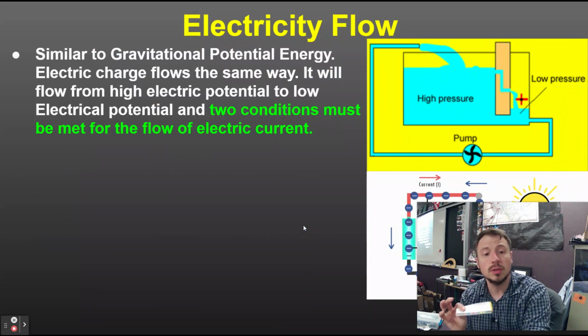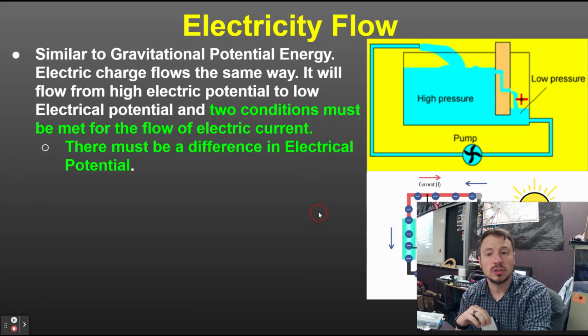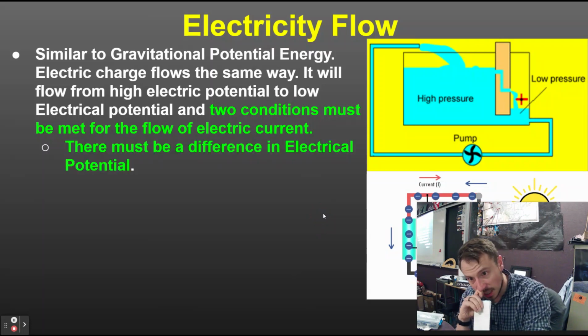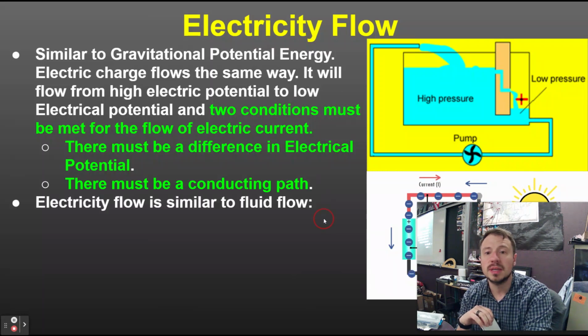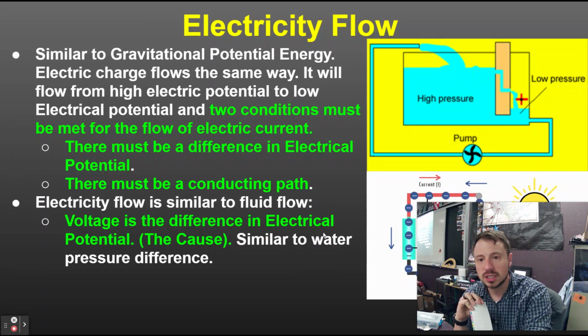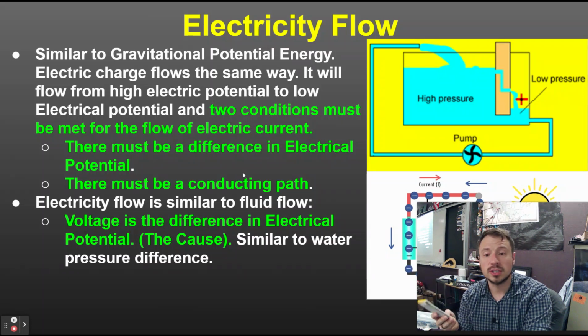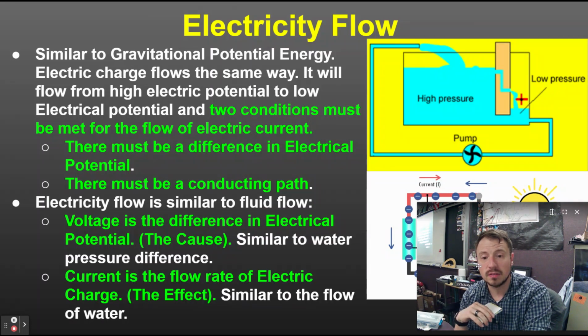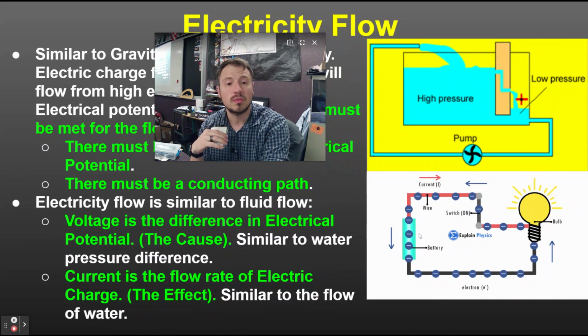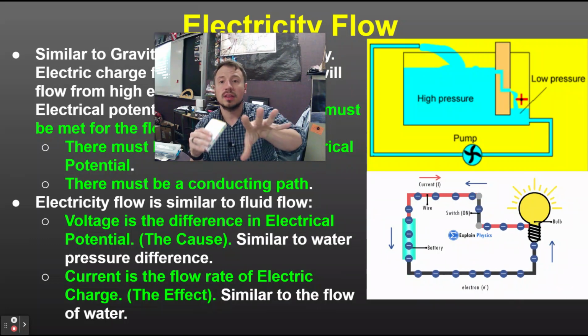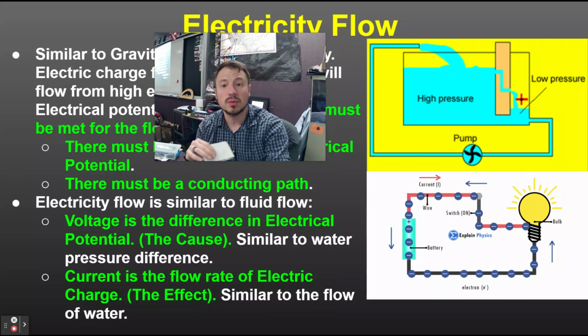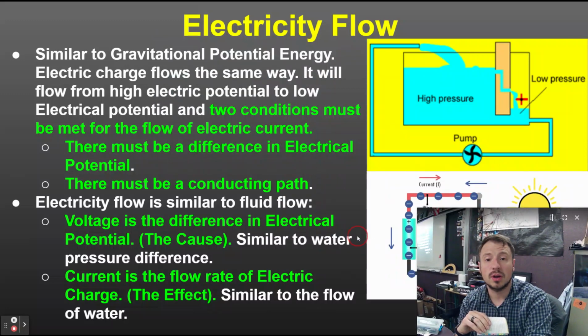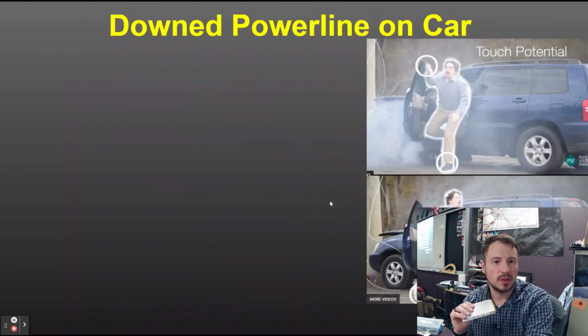Electricity is very similar to gravitational flow. 2 conditions must be met in order for electric current to flow. Number 1, there must be a difference in electrical potential. And 2, there must be a conducting path. Electricity flow is similar to fluid flow. Voltage is the difference in electrical potential, the cause, similar to water pressure, and current is the flow rate of electric charge, the effect. It's similar to the flow of water. So you can see here, the siphon or some sort of water flow is very similar to electricity flow.